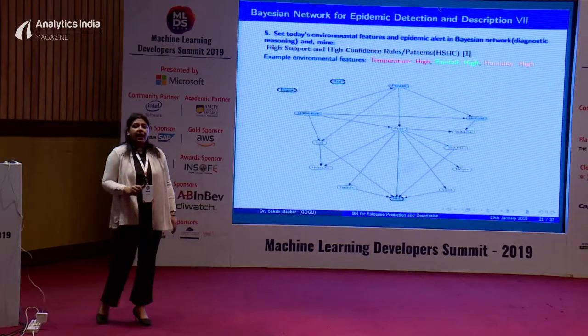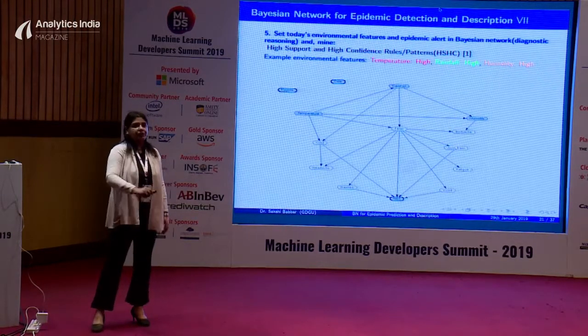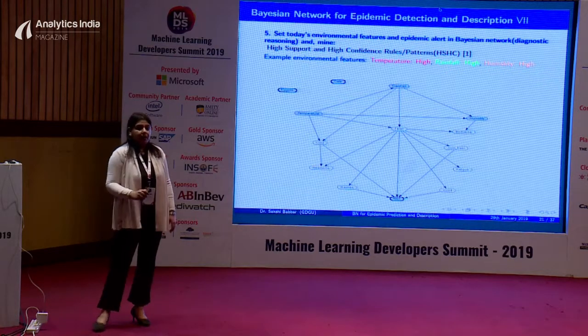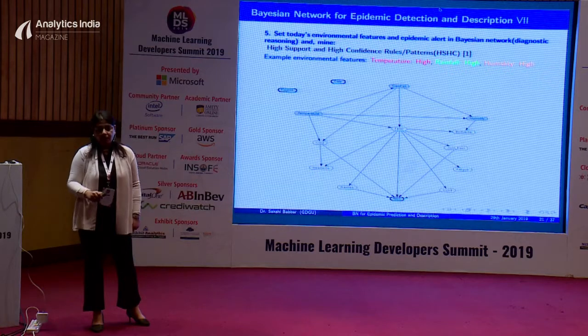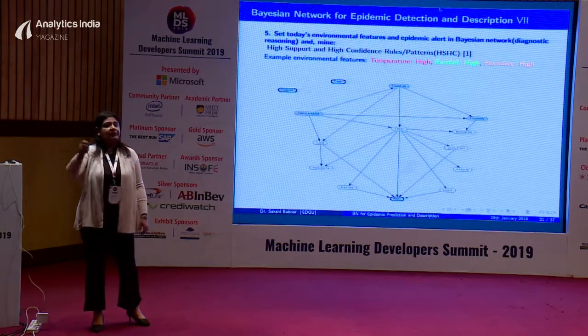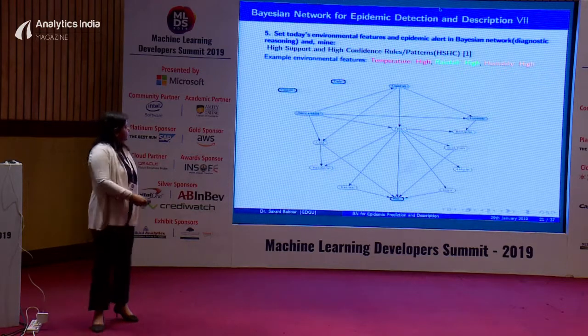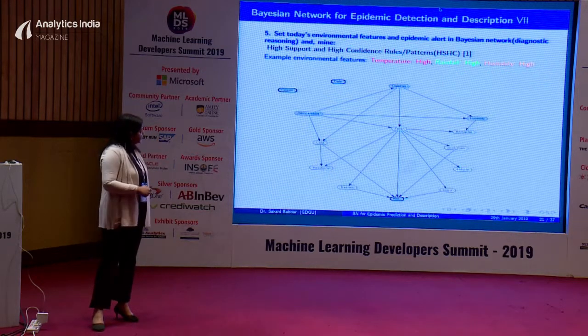So once I have the data of the current day, the methodology I took was to mine high support, high confidence rules from the Bayesian network based on setting the environmental variables and the decision node, right? So what are high support, high confidence rules?